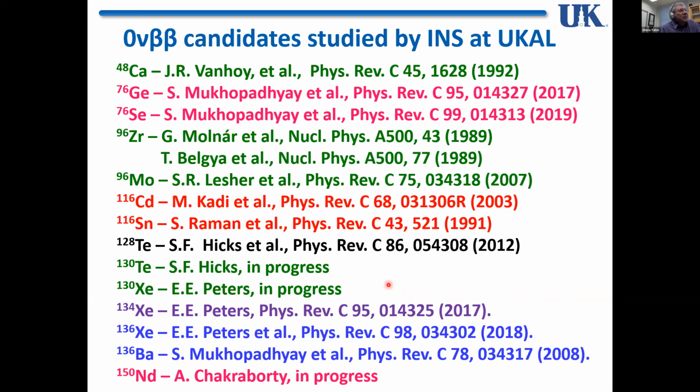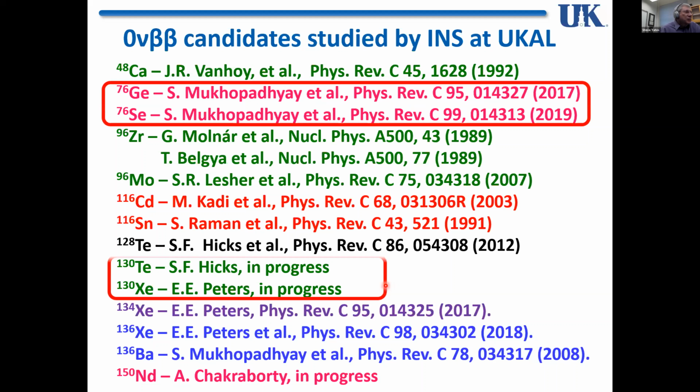Now, germanium-76 is not the only neutrinoless double-beta decay candidate we've studied. We've also studied a number of others, including, you can see, tellurium-130. Sally Hicks is going to talk about that in a couple of talks. And you can see others that we have studied by this approach.